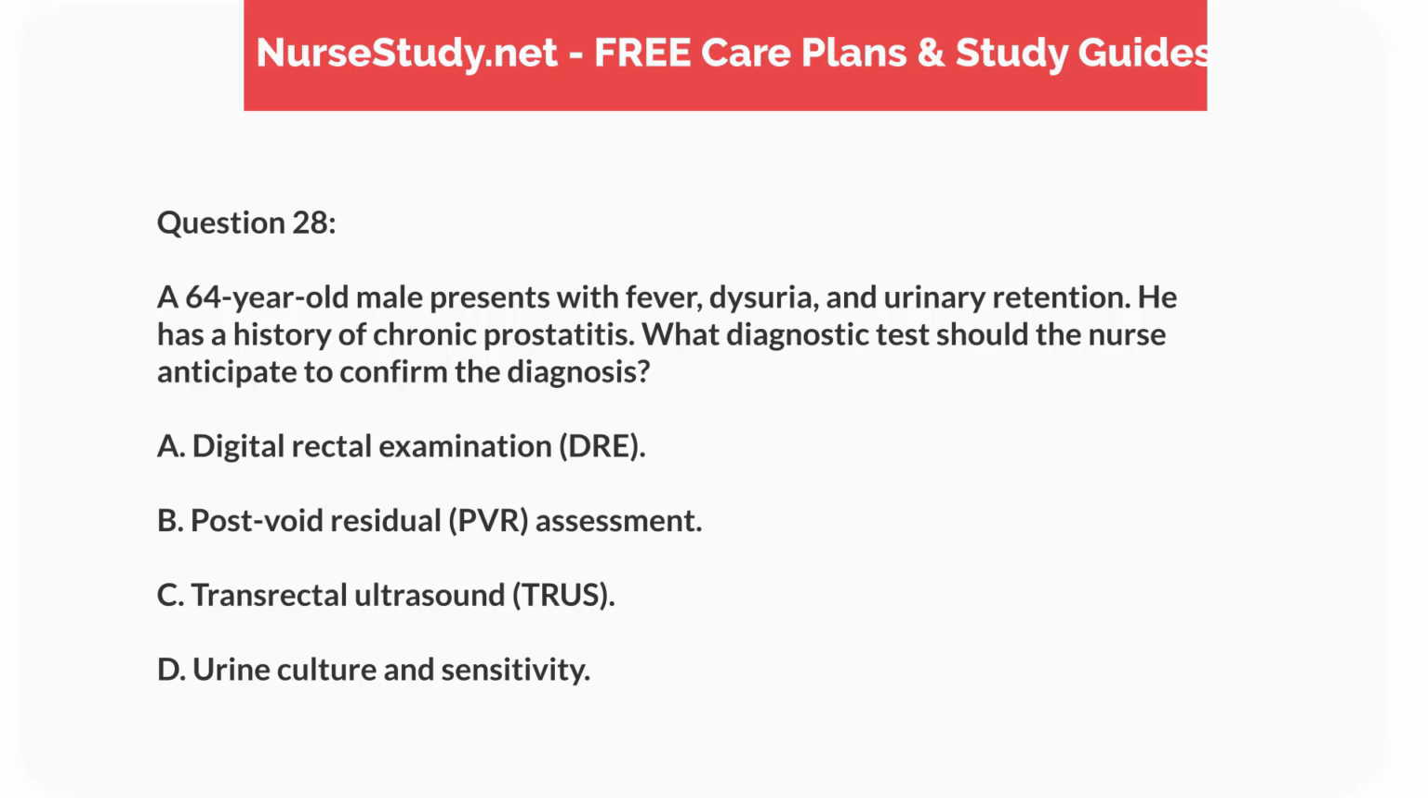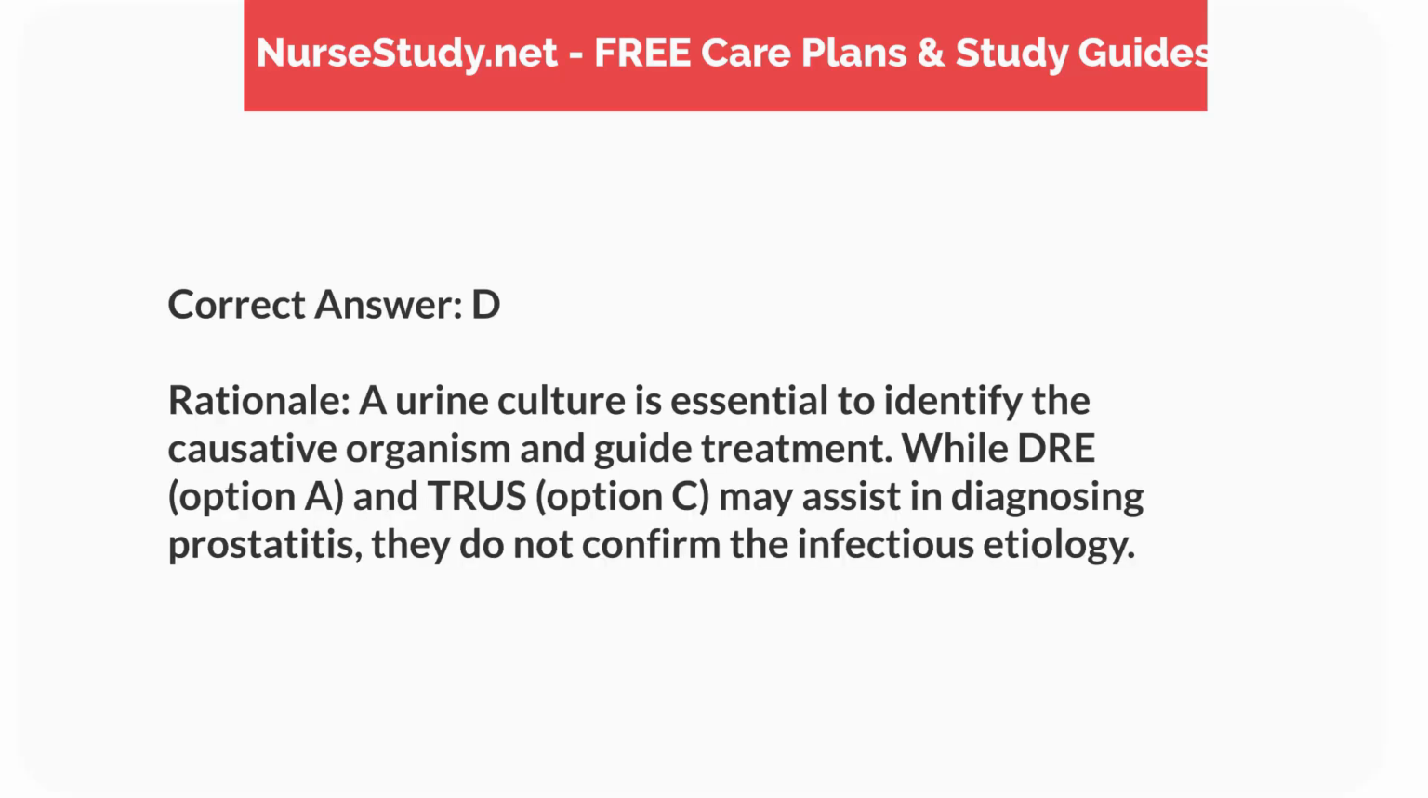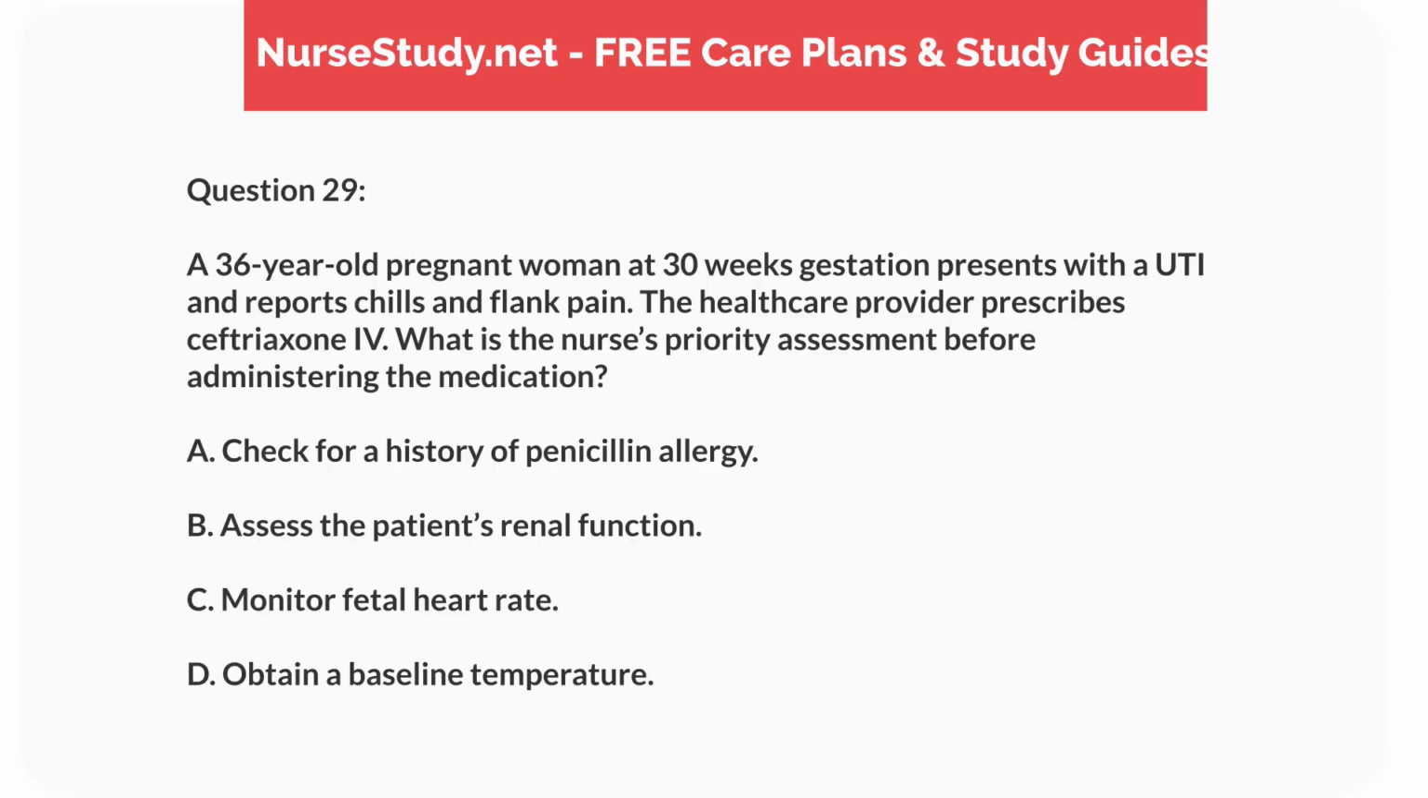Urine culture and sensitivity. Correct answer, D. Rationale: a urine culture is essential to identify the causative organism and guide treatment. While DRE, option A, and TRUS, option C, may assist in diagnosing prostatitis, they do not confirm the infectious etiology.